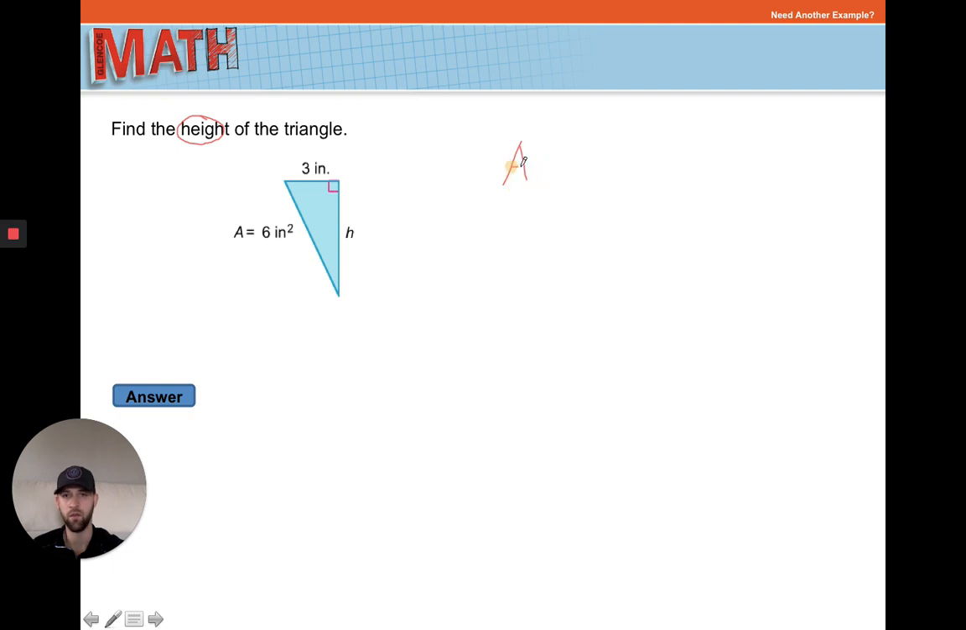You know I'm going to be using this formula. At least you better know, because we've been using it this entire time. Area equals base times height divided by 2. Let's plug in what we know. What does the problem tell me that I have? Well, my problem says I have area equals 6. Let's plug in 6 for the area.